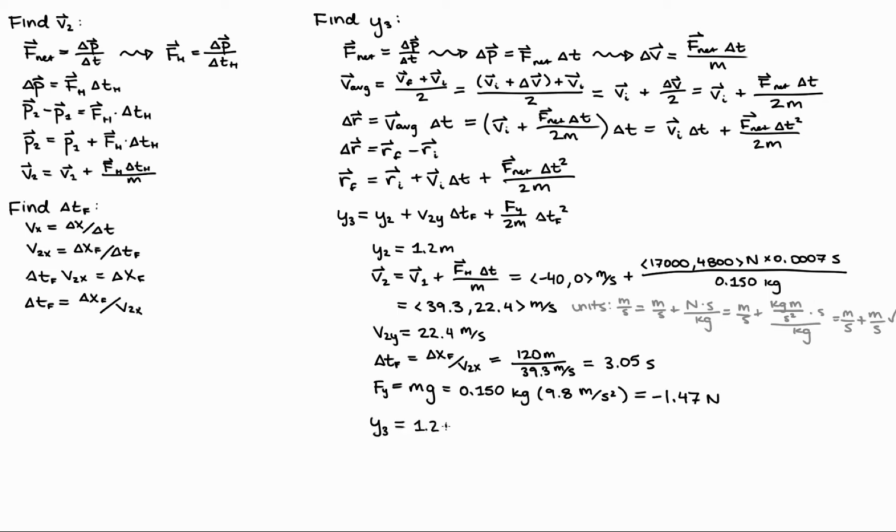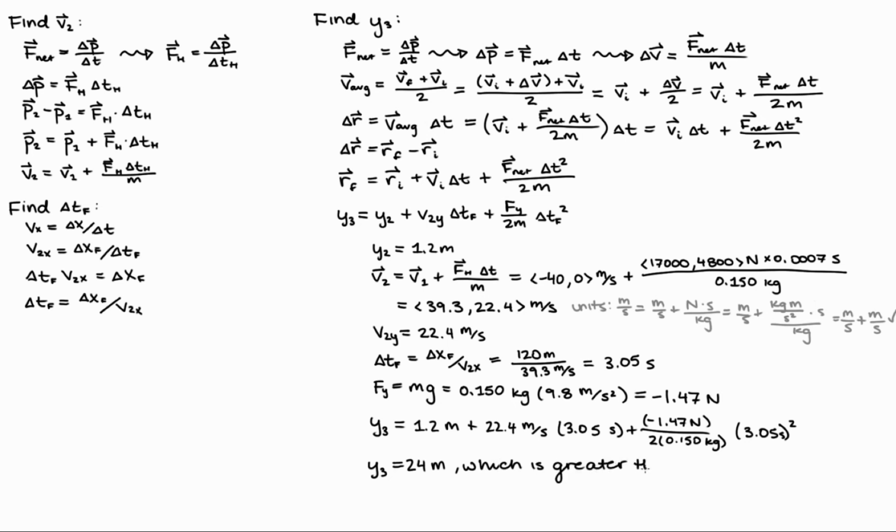Now that we know all these components, we can solve for y3. Take a moment to pause the video and do this on your own. We find that the height of the baseball when it reaches the fence is 24 meters, which is greater than the height of the fence. Thus, the hit is a home run.